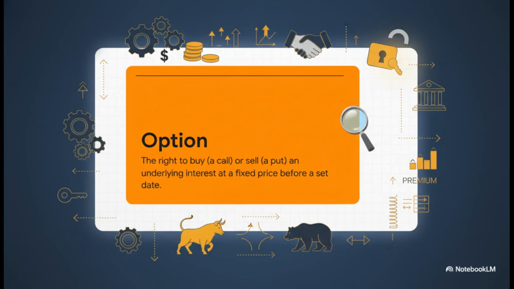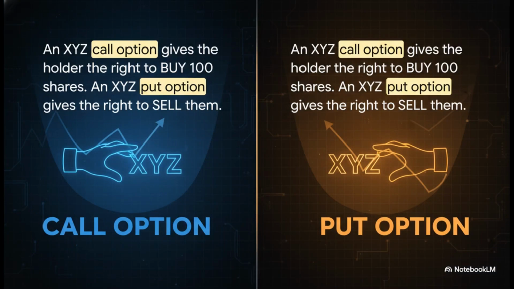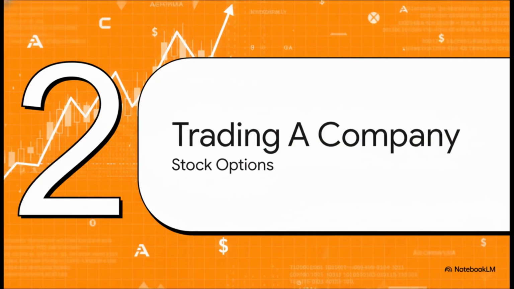But here's the magic. You never have to make the trade if you don't want to. That flexibility, that's everything. Yeah, and it's pretty simple when you break it down. If you've got a call option, you have the right to call the stock to you, to buy it. And if you have a put option, you have the right to put the stock onto someone else, basically to sell it. See? Call to you, put to them. Easy.